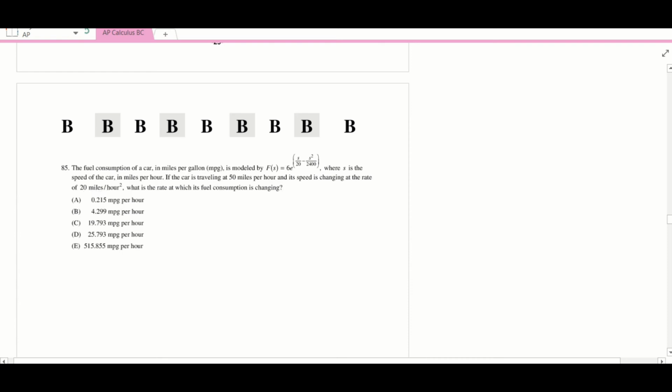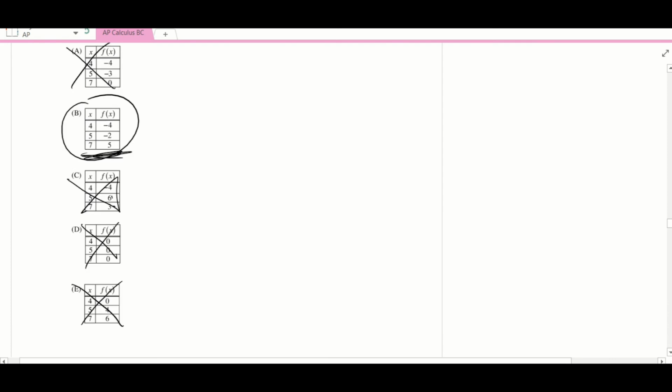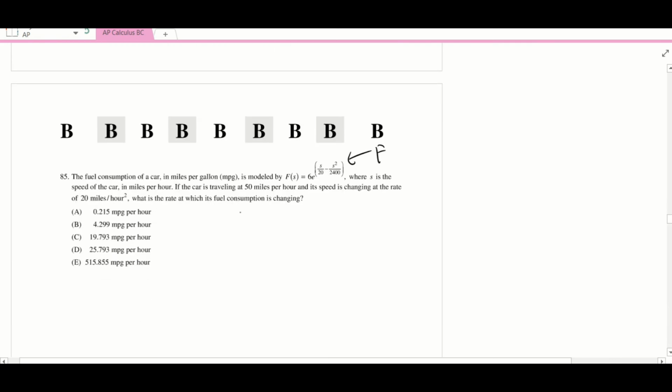So again, this is f of s, and let me just write it all down. Sorry, where did my problem go? Here. So the car is traveling at 50 miles an hour, so s equals 50, and the speed is changing at 20 miles an hour squared. So s prime is 20. So we want to find the rate at which the fuel consumption is changing with respect to time.